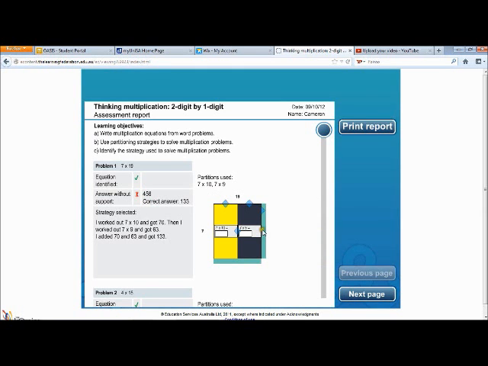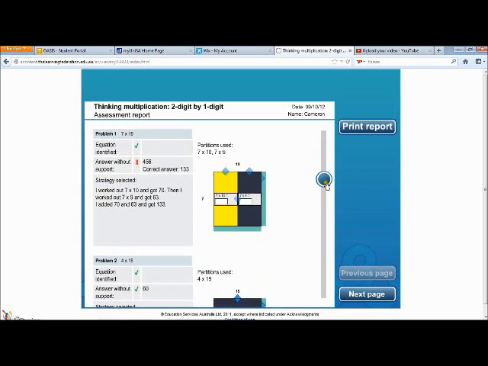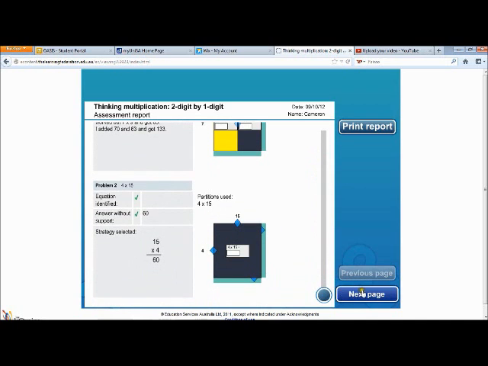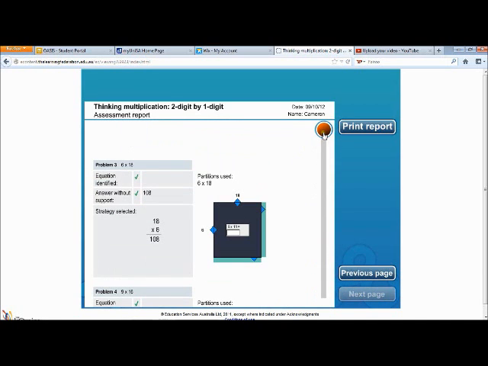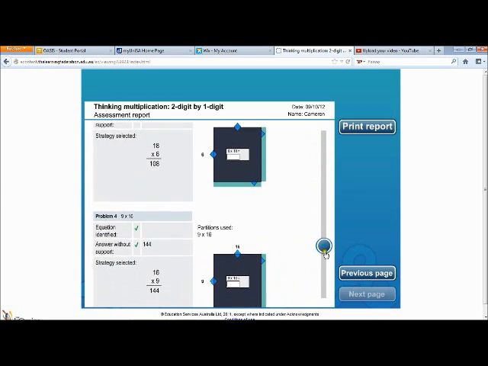So you can view your report, and in here it will take you through what happened in your first one. So you identified the equation correctly, but at first I answered it incorrectly when I put in 456. So then I worked out a strategy with the multiplier tool, and I worked out that it was 133. And it goes through the second one as well, and you can go to the next page and it goes through the third one and the fourth one.